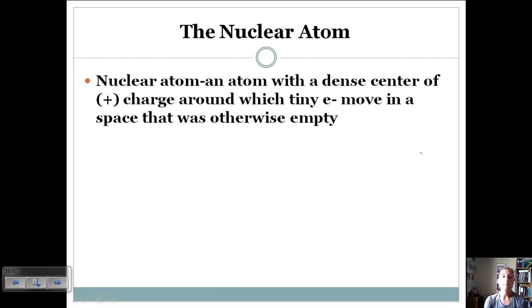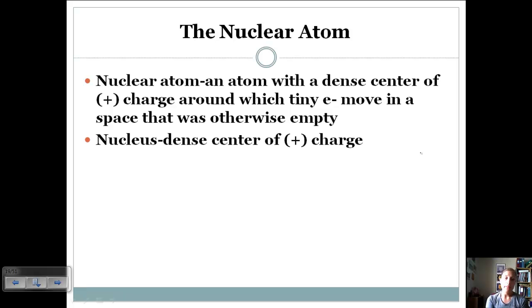So the nuclear atom is an atom with a dense center of positive charge, and then we've got all these electrons moving around the positive charge in a space that's otherwise kind of empty. So that explains why most of the alpha particles were able to go straight through, because there's all this empty space or these negative things.